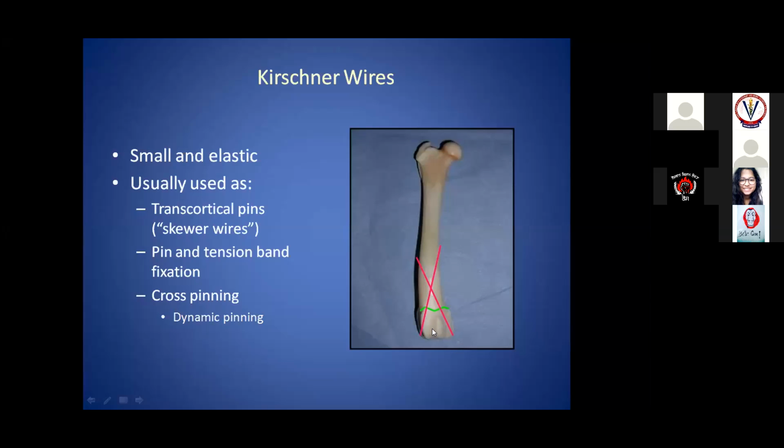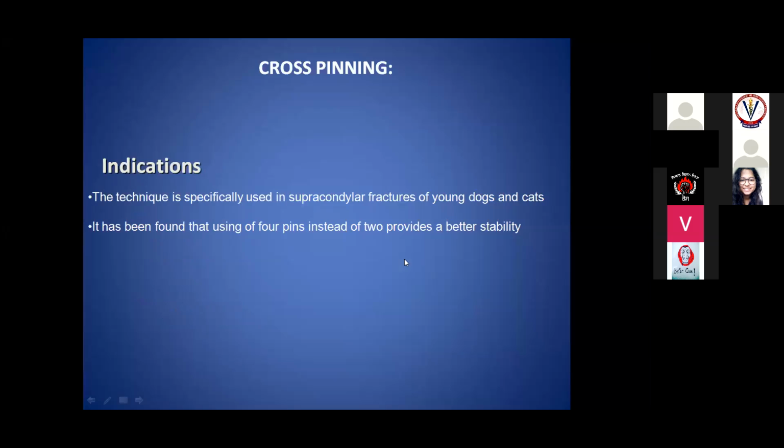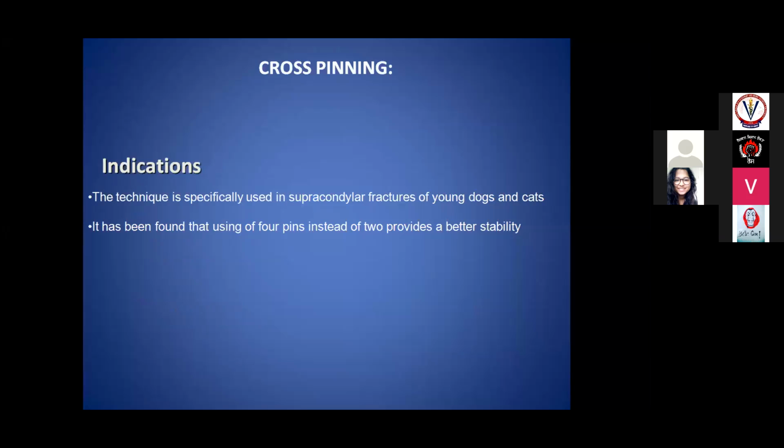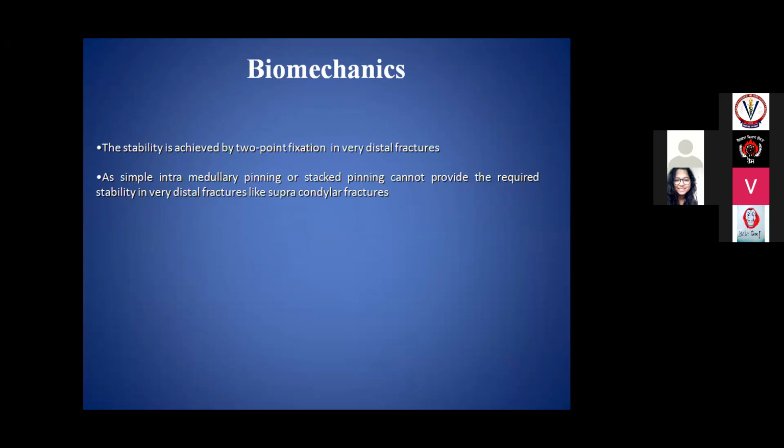So what is happening is you are getting 2-point fixation for each pin, a 4-point fixation with 2 pins crossing each other and providing stability at the distal fractures. So we call this cross pinning. You can use either 2 pins or 4 pins. That means 2 pins from this side and 2 pins from this side. I will show you the example. The procedure is cross pinning. It is very effective for supracondylar fractures, and instead of 2, if you use 4 pins, it provides better stability. So as I said, it is achieved by 2-point fixation in very distal fractures.